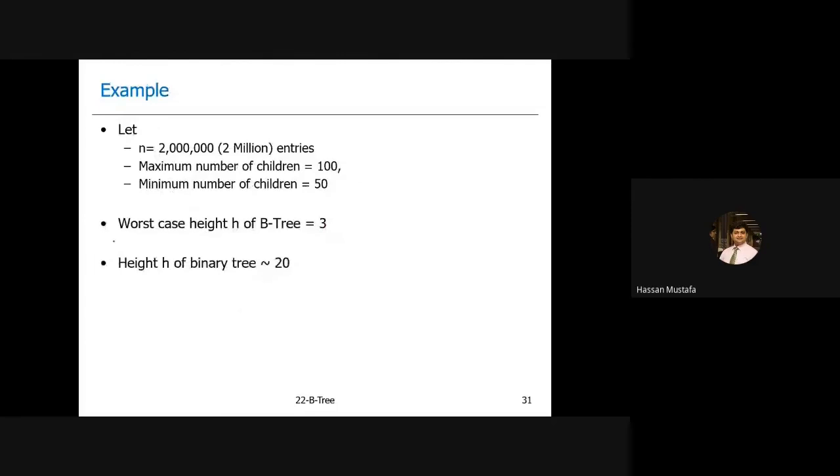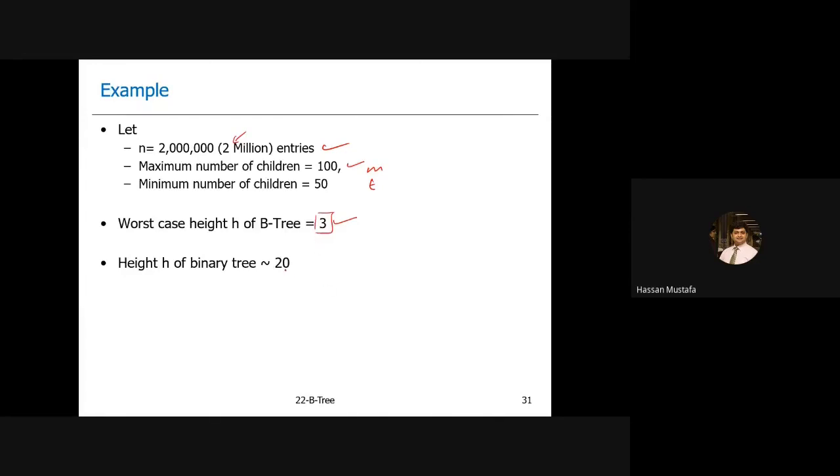So let's put this in perspective. If we have 2 million entries, that's a larger data set that we are talking about, and the maximum number of children m is 100 and t is 50, the worst case height of a B tree would be 3. You see, we can fit 2 million entries in just 3 levels of a B tree.